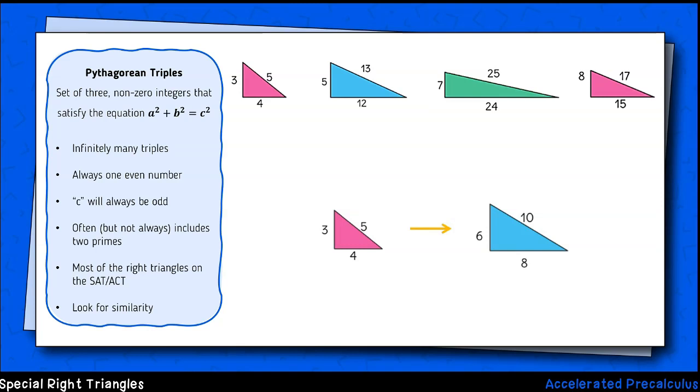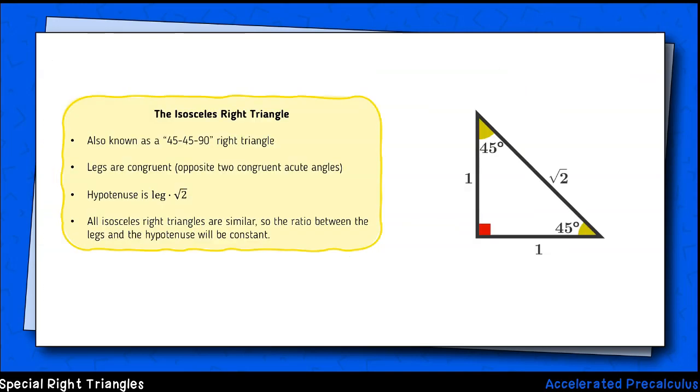One last thing, make sure you keep an eye out for similarities. The 3, 4, 5 triangle pictured here has been scaled up by a factor of 2. It is still a Pythagorean triple, just dilated. In fact, if you take a look back at our previous example, you'll see it's the very same 6, 8, 10 Pythagorean triple. Let's look at 2 more special cases.